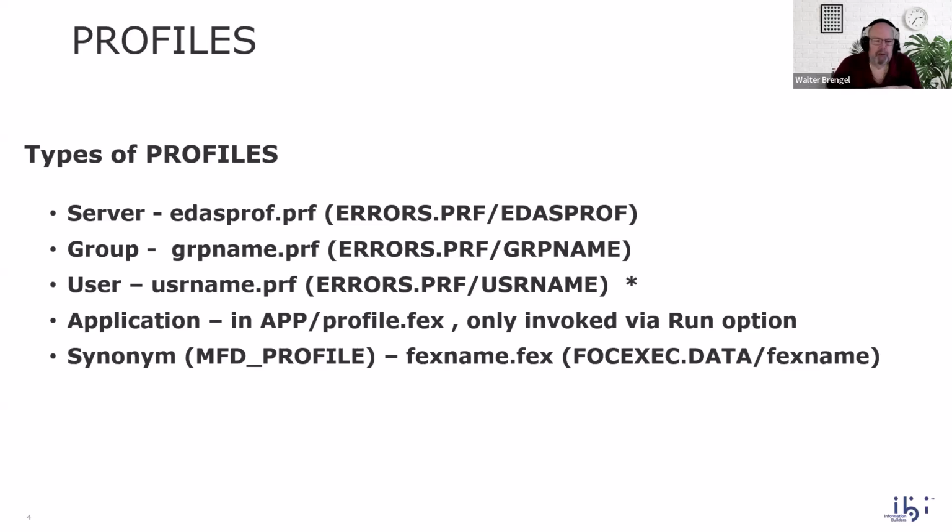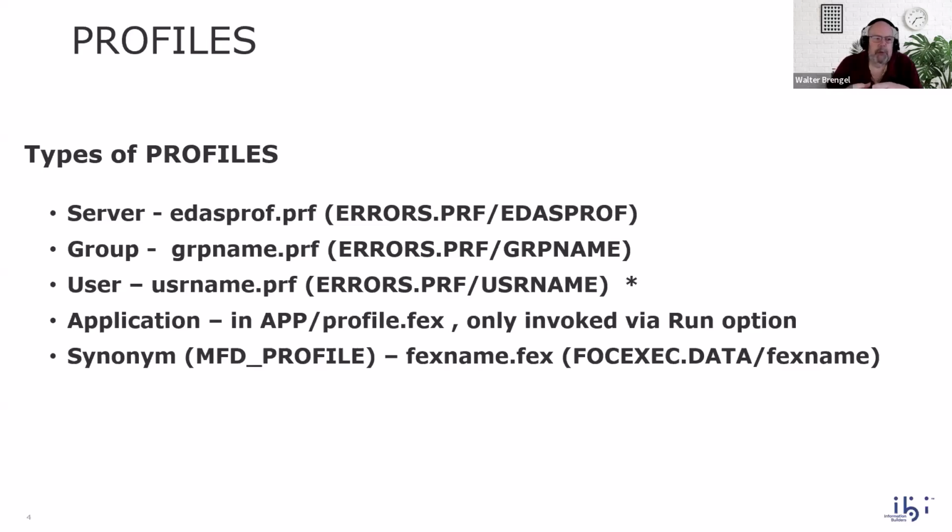The next one you have is the group. The group would be your group name. So if you have a security group or something associated with a group of people, then you can set up a group profile, which would have the group name.prf. And again, this is going to be in the errors.prf. User, username.prf is specific to a user.